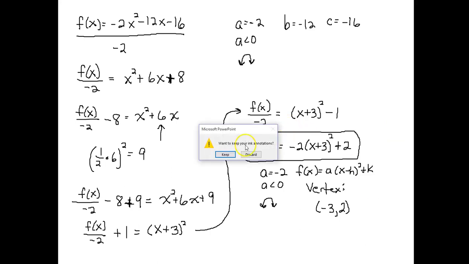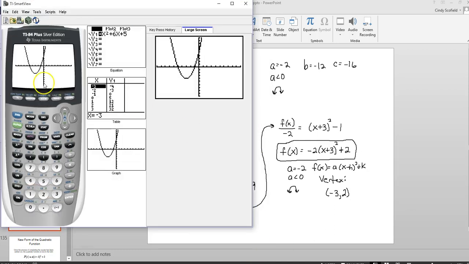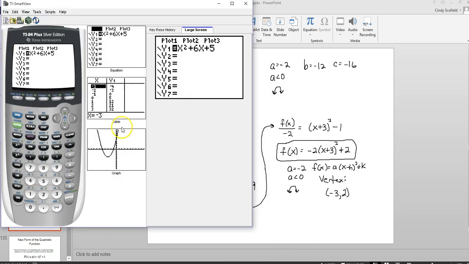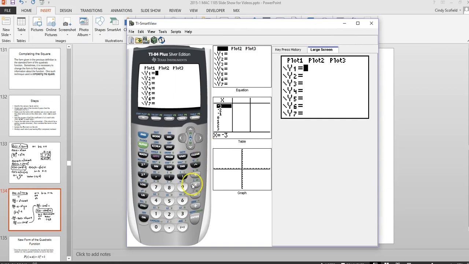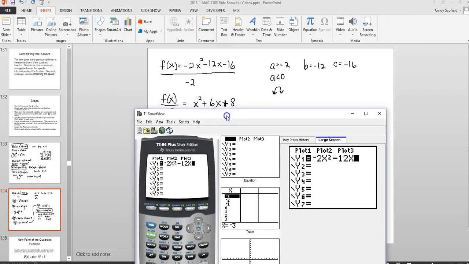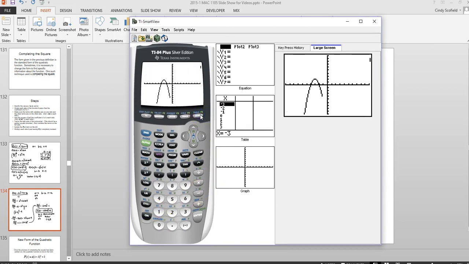So let's put that one into the calculator. I'm going to go ahead and put the original function in just to show you that you do end up with the same vertex and everything. So we're going to put in the -2x squared minus 12x, and it was -16. So we hit graph. There it is.